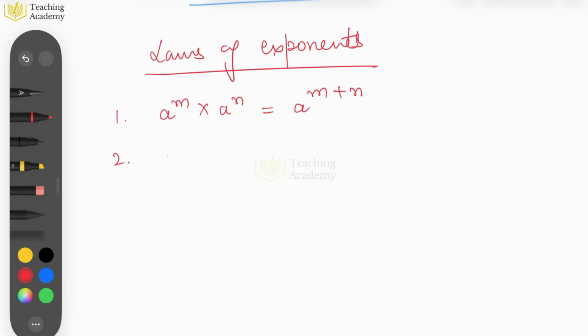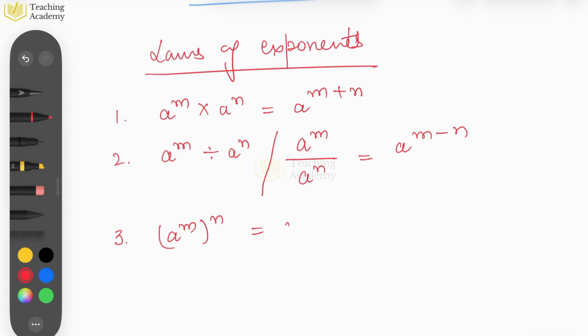Second, a to the power m divided by a to the power n, or it can be written in this form: a to the power m over a to the power n is equal to a to the power m minus n. When again you have the same bases and different powers with the division sign, then you're going to subtract the powers. Third one says a to the power m, whole to the power n, is going to give you a to the power m times n. We are going to multiply the powers when you have a bracket over it.